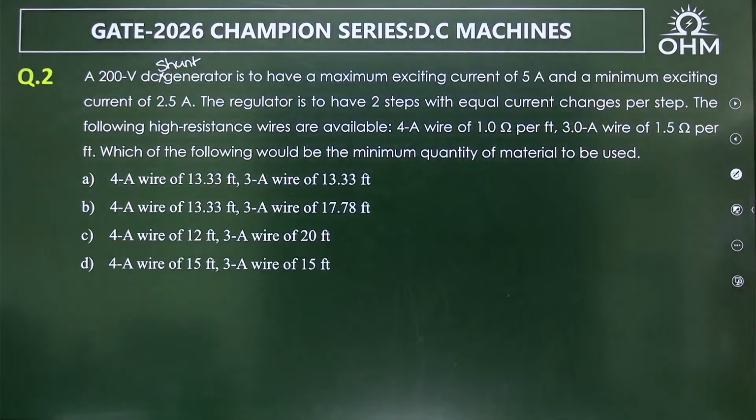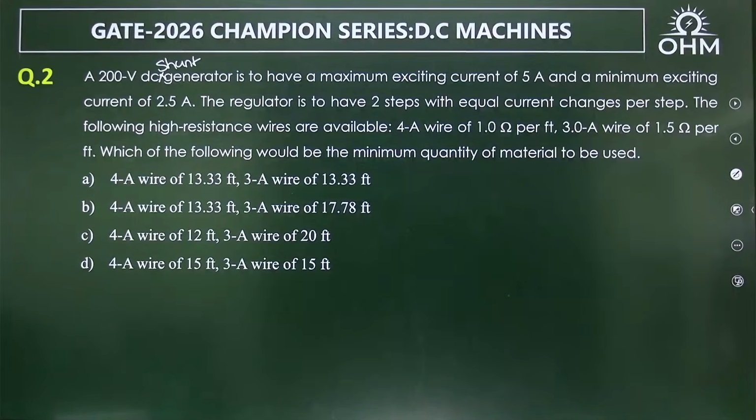So the following high resistance wires are available. 4 ampere wire is available with 1 ohm per feet. 3 ampere wire is also available with 1.5 ohm per feet. Which of the following would be the minimum quantity of material to be used? That is the question.